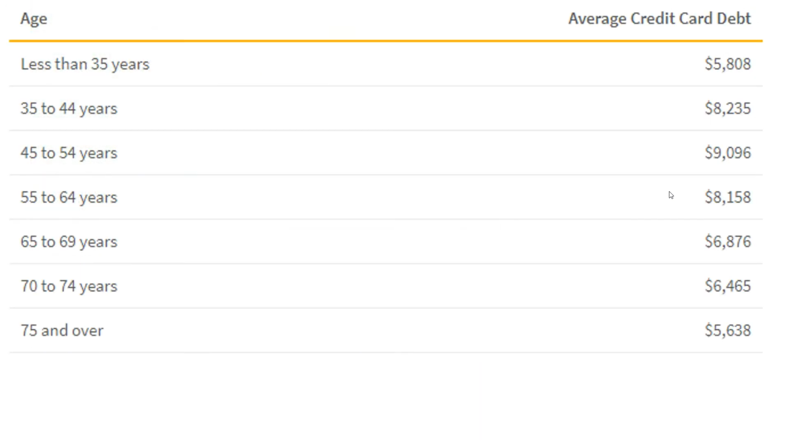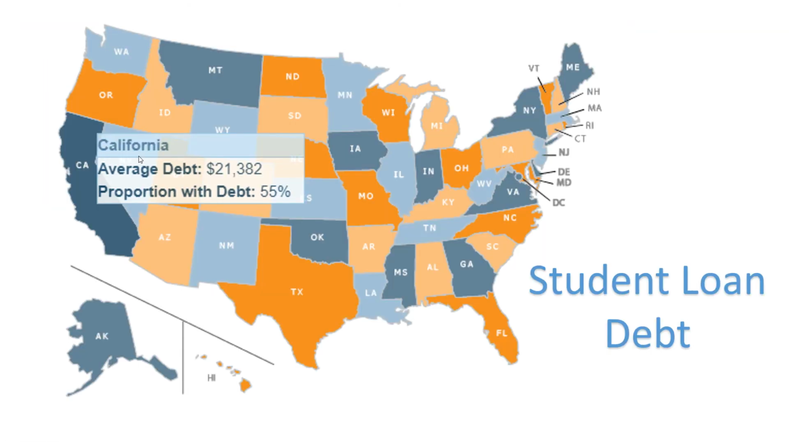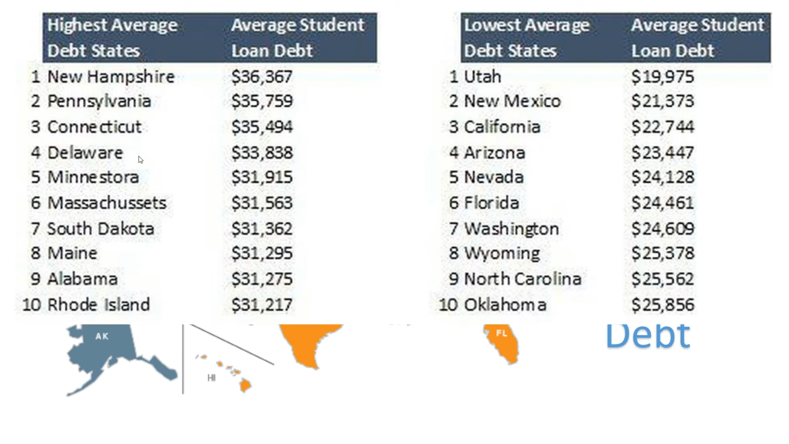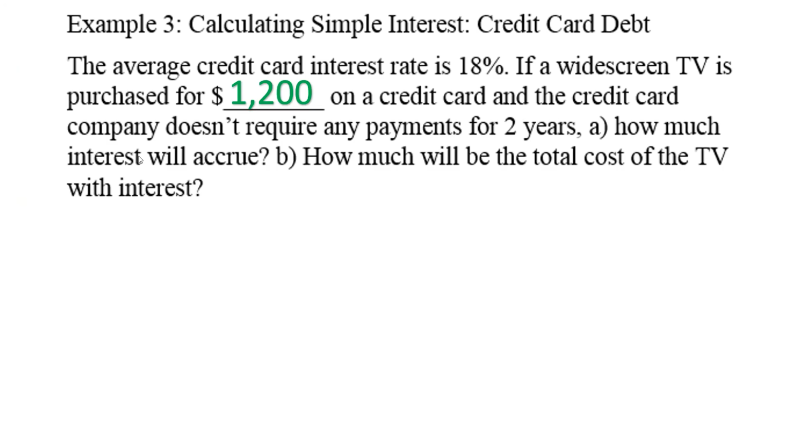Here was it broken down by age. So it's interesting to see that the age bracket of people that have the most credit card debt, I think this was for the average of the United States, is people between 45 and 54 years old. So kind of interesting. And here was just another one. This is student loan debt. So in California, the average debt because of a student loan is $21,382. Here are some more values for student loans and the average debt from different states.